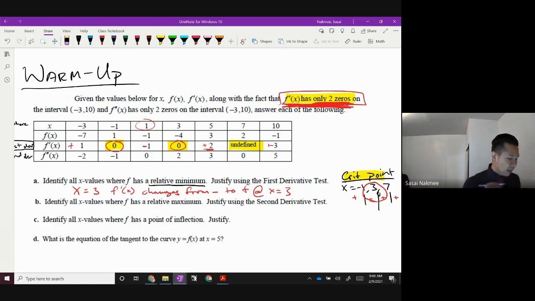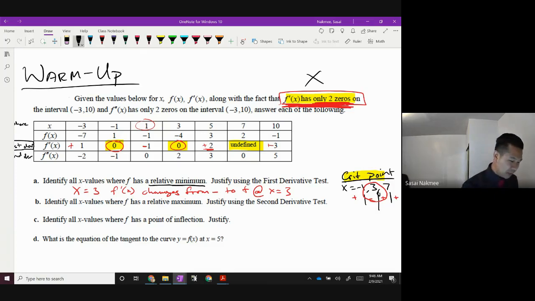So what if they didn't make this statement right here? What if this was not actually said? Is there a way for you to still see that you have a relative minimum or a relative maximum just by looking at the table? And I'm going to let you guys know right now that there is.